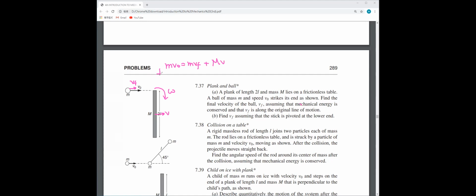The final energy of the ball is easy. But the plank is moving in general motion, so there are two parts in the kinetic energy. One is the translational KE, and the other is the rotational KE. Another formula you need to use is the angular momentum.